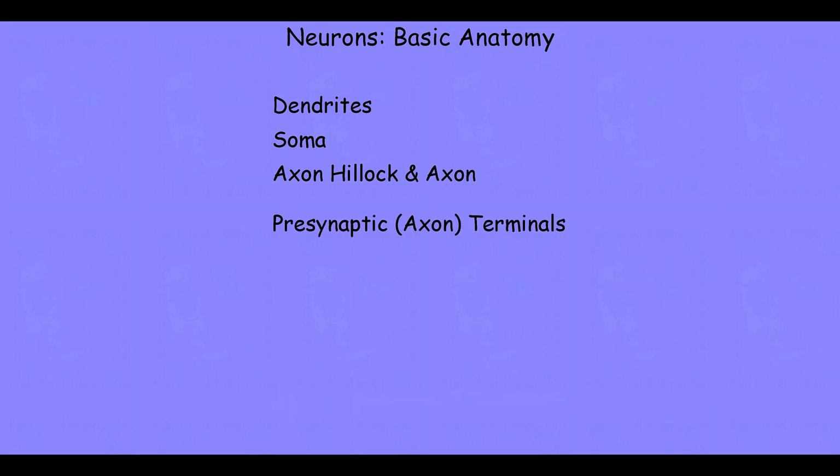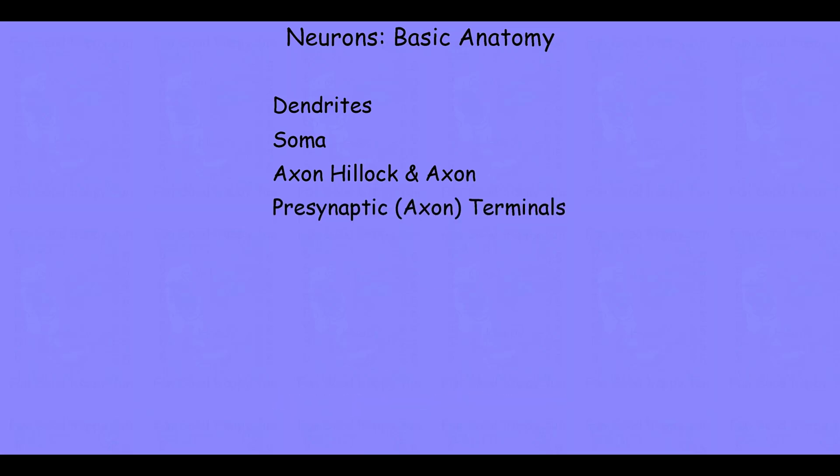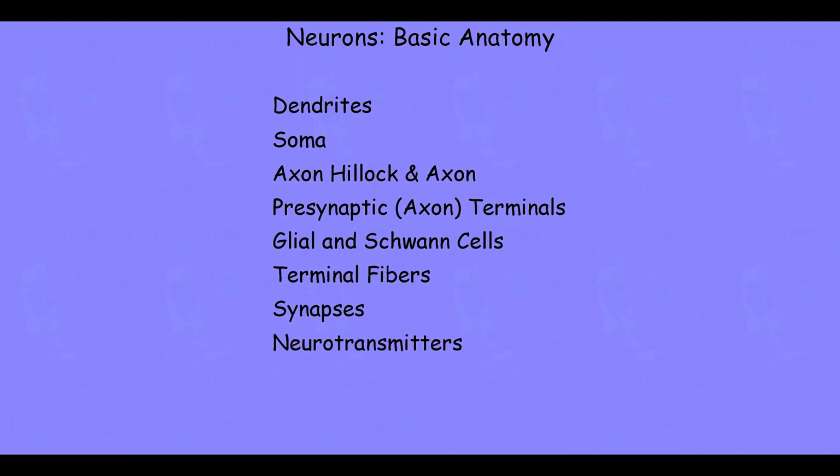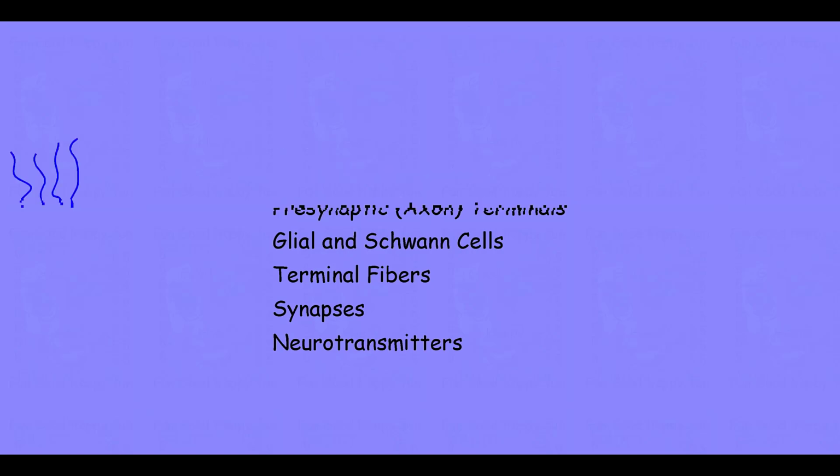Let's shift our focus then to the basic anatomical components of a typical neuron, starting at one end of the neuron and working our way to the other. We'll start by talking about dendritic branches, then the soma or cell body of the neuron, the axon hillock and the axon of the neuron, the presynaptic terminals, the end bulbs of that axon. We'll discuss glial and Schwann cells, terminal fibers, and synapses, as well as neurotransmitters.